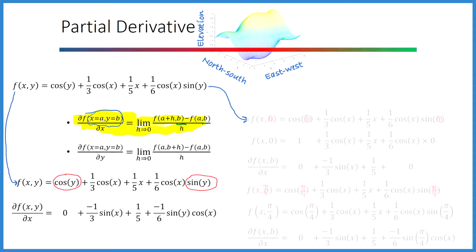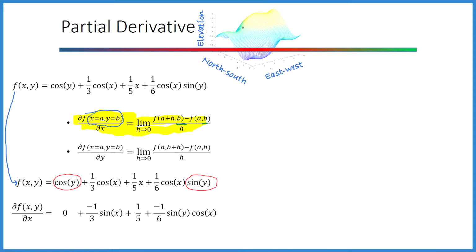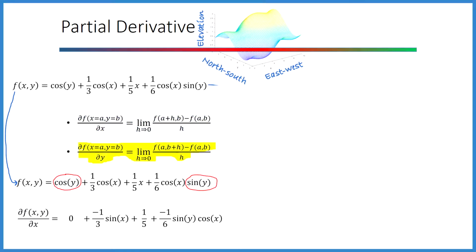of cosine of y with respect to x is 0, plus negative 1/3 sine x plus 1/5 plus negative 1/6 sine y times cosine x. Note that the last term there actually comes from the fact that we treat 1/6 times the sine of y as a constant, and then the derivative of cosine x is negative sine x. All right, that's actually not too hard. Next, let's do the same thing to compute the partial derivative with respect to y.